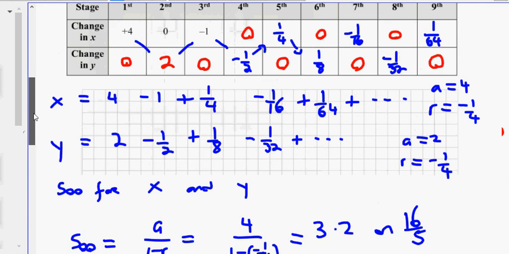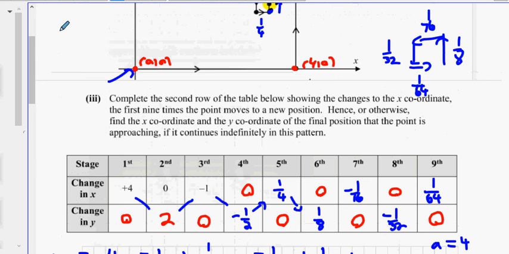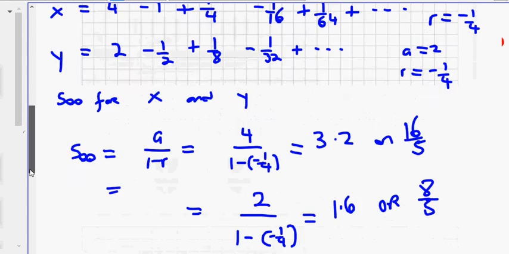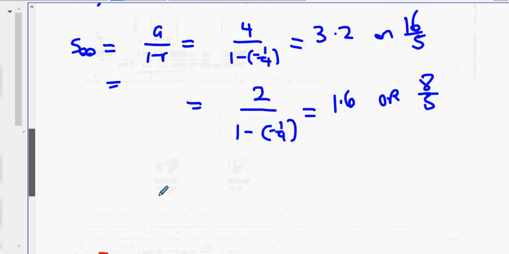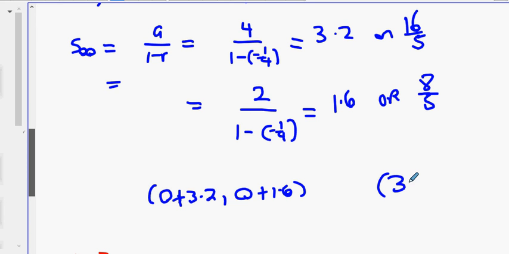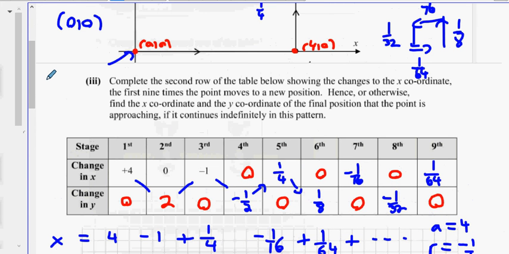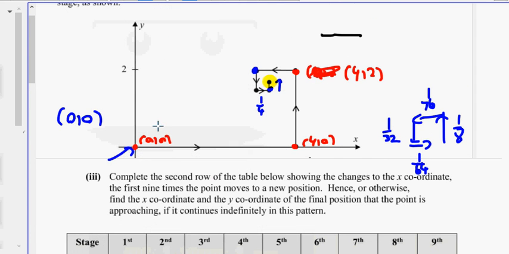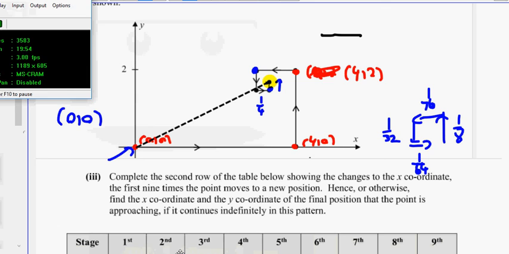Okay, so we started at 0, 0. So it's going to be 0 plus 3.2 and 0 plus 1.6. So where we're going to end up is 3.2 and 1.6. So we move across 3.2 and up 1.6, which makes sense because you start here and you're pretty much going to end up somewhere over here, at less than 4 and smaller than 2. So that makes a lot of sense. Okay, guys. So that's questions 2 and 3.